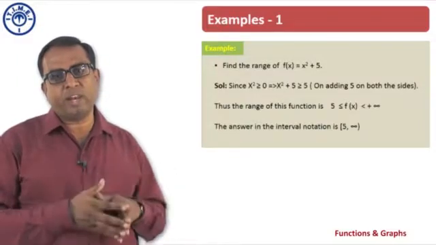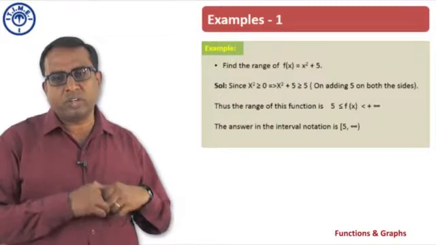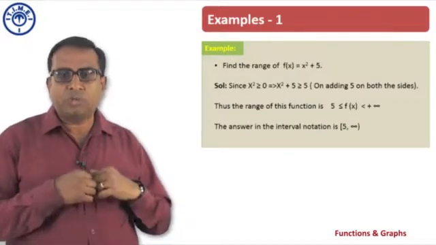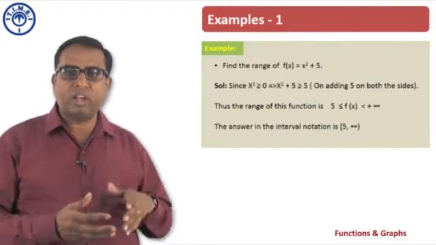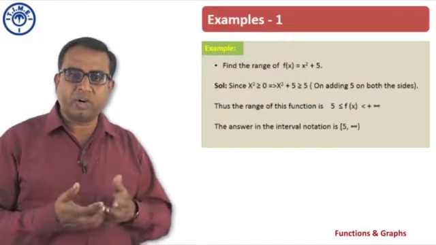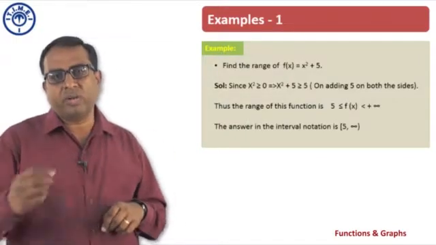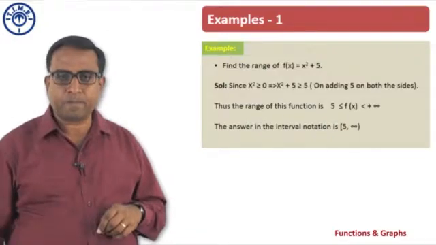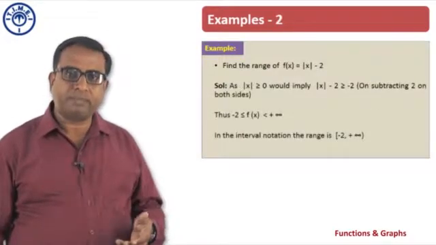The least value taken by this x squared plus 5 is 5. From 5 onwards there is not going to be any stopping. So we put this range as 5 less than or equal to f of x less than infinity, or putting it in interval notation, we could take it as 5 to infinity, 5 is included. Okay, let's take another example.